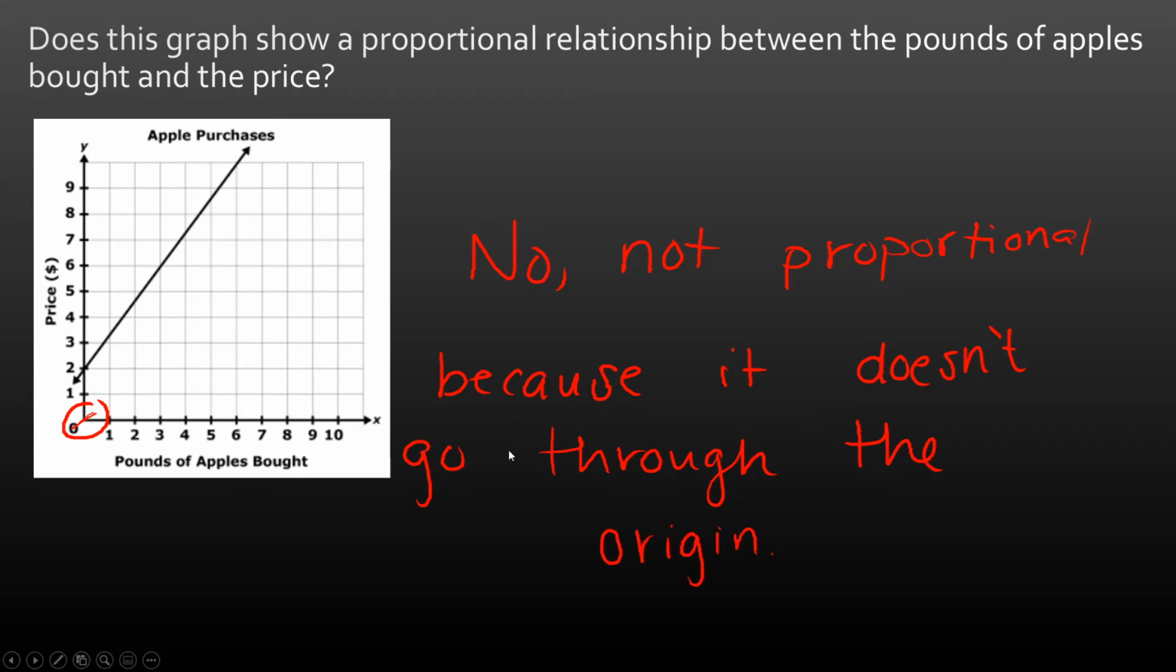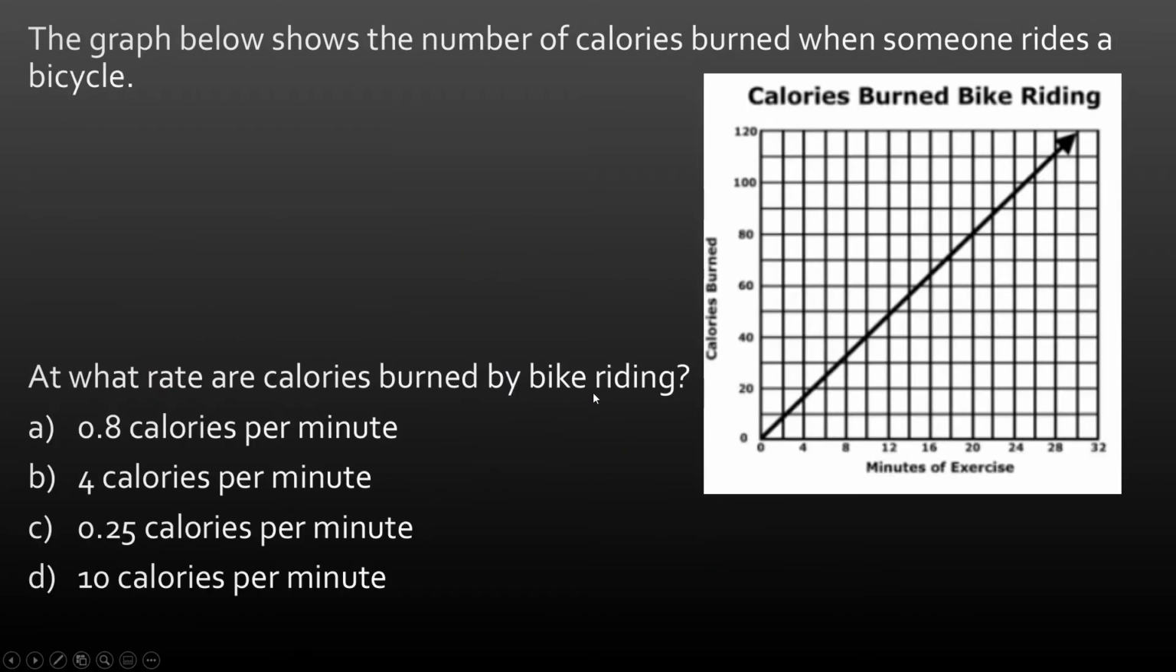And remember, the origin is 0, 0 on your graph, which is down here. Our next question says the graph below shows the number of calories burned when someone rides a bike. At what rate are calories burned by bike riding? Okay, so we want to figure out how many calories you burn each minute you are riding your bike.